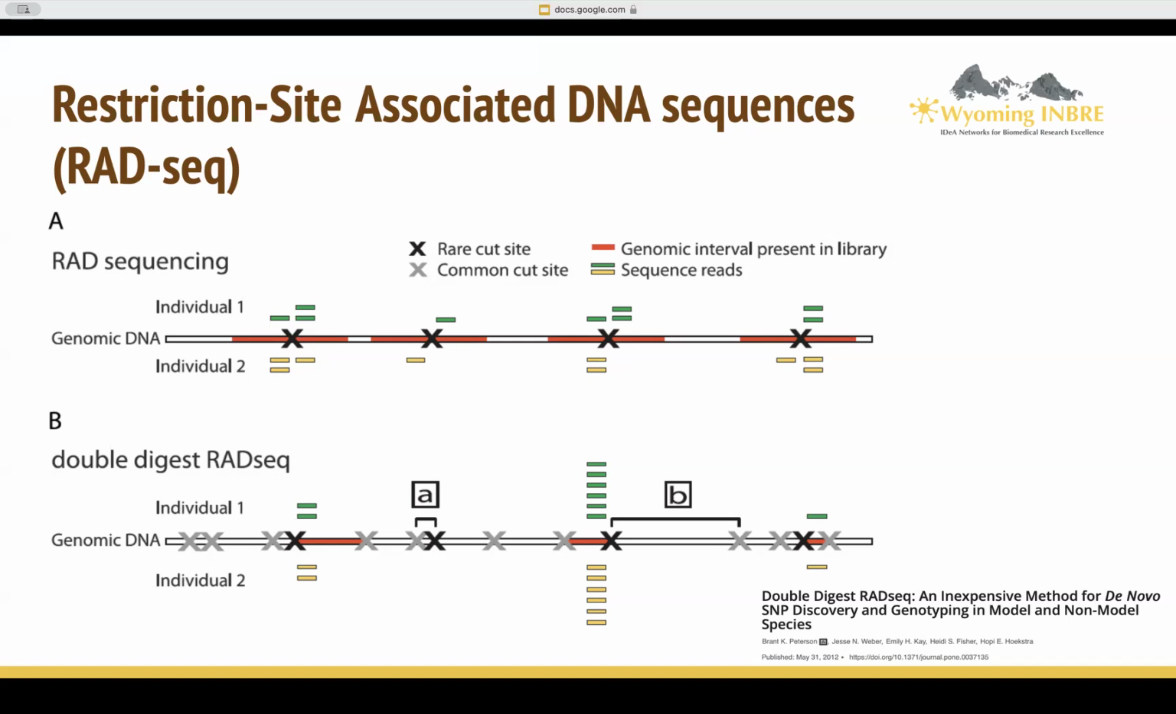A common variation of this method is called ddRAD, or double digest RADseq. As the name suggests, it uses two restriction enzymes instead of one. This dual digestion provides much more control over which genomic fragments are retained, making the results more reproducible and enabling precise size selection.